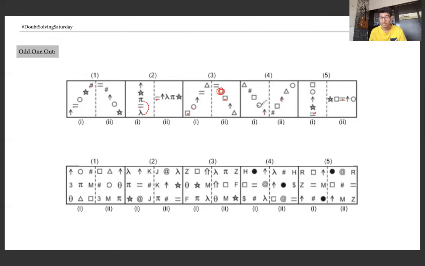यहाँ देखो, यहाँ भी circle second से top most पे गया, यहाँ पे star second से top most गया. So our answer is the third one. Third one is the odd man out. Simple. Again, all questions are solvable in less than 30 seconds.